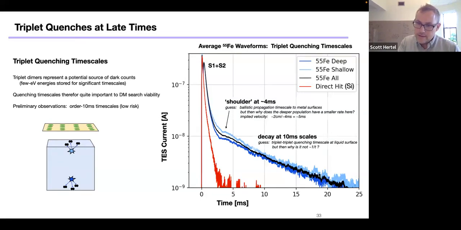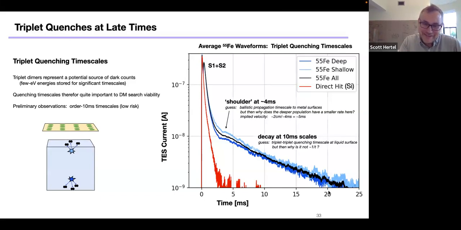And then this long time scale, the 10 millisecond exponential, we really expected triplets quenching at the liquid surface to have a long time scale. It takes time for them to diffuse and find another triplet. But we really expected that to be a 1/T behavior. It should depend on the density of triplets on the liquid surface. And this is not a 1/T behavior. So there's some mysteries here. I'll just state them and you can think about them. Some things we're figuring out.